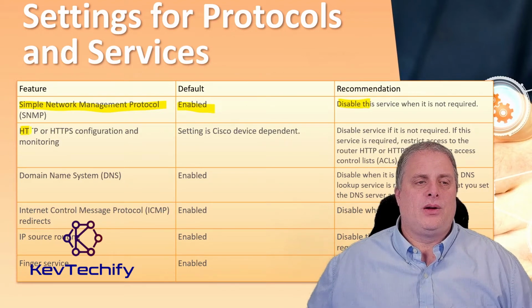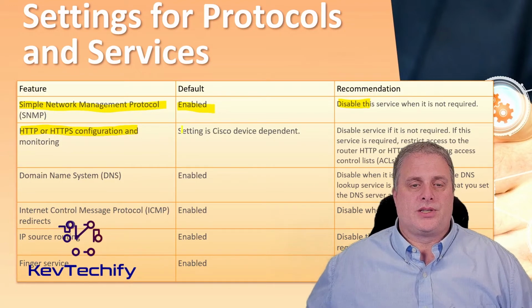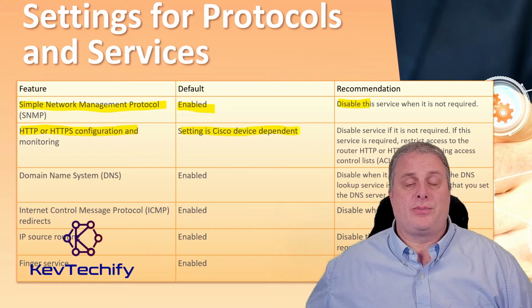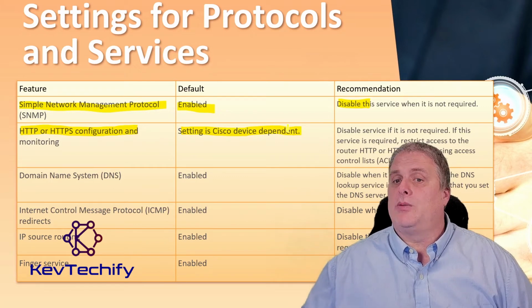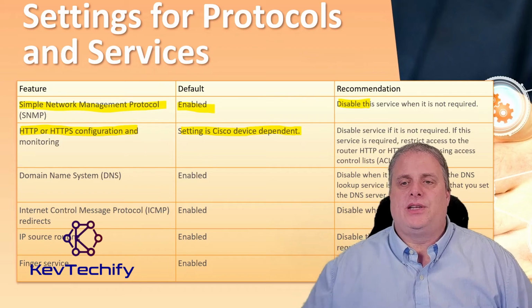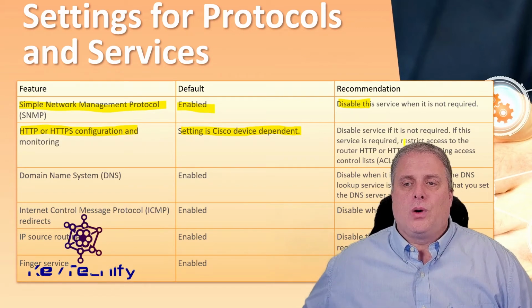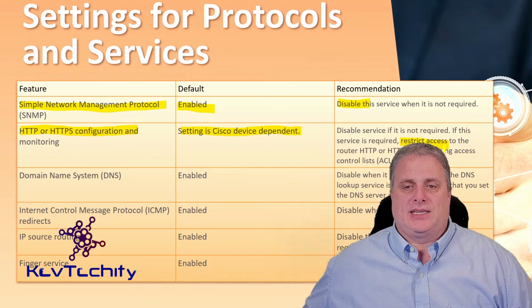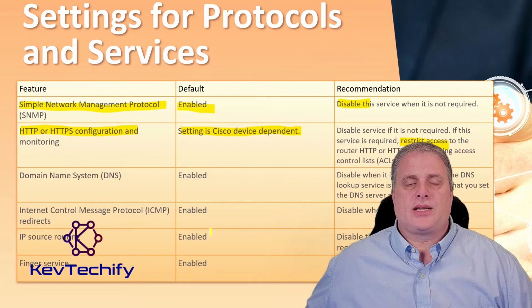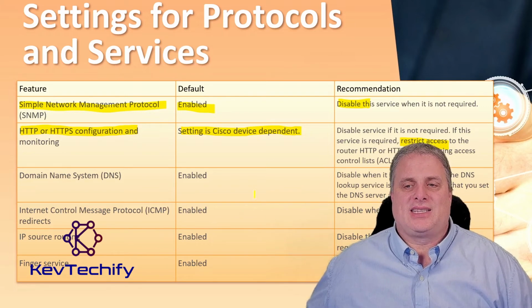Then we have the web server and the secure web server. The setting here is Cisco device dependent, so some devices have it, some don't. If you're not using this, definitely disable it. If you are using it, go and restrict that access. Put an access control list on there where only certain devices can access that.